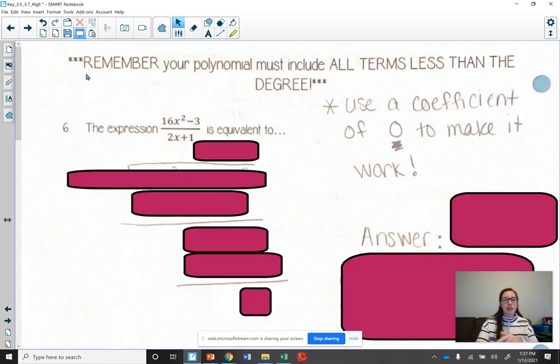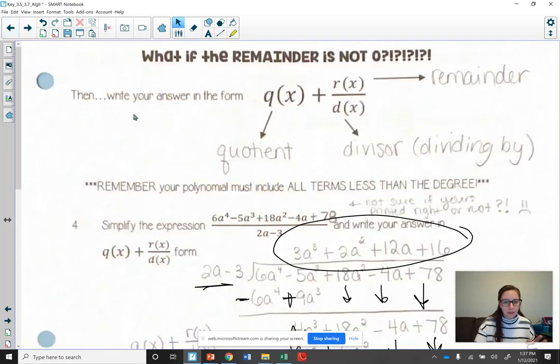Oh yeah, we haven't done one like this yet. Remember your polynomial, so I only said this once quickly on the first notes. Your polynomial must include all terms less than the degree. What I mean by that, this goes 6a to the 4th, 5a to the 3rd, 3 comes right after 4, 18a squared, okay, see how the exponents go 4, 3, 2. A is technically a to the 1st, and then the 78, the fact that it has no a's, that would be like a to the 0, right? So it goes in order, a to the 4th, to the 3rd, to the 2nd, to the 1st, to the 0, okay?